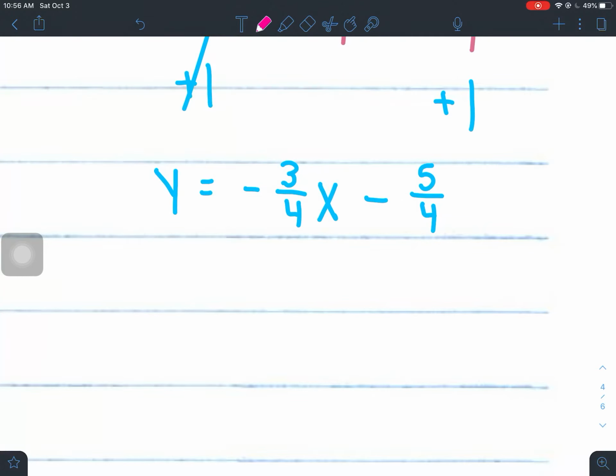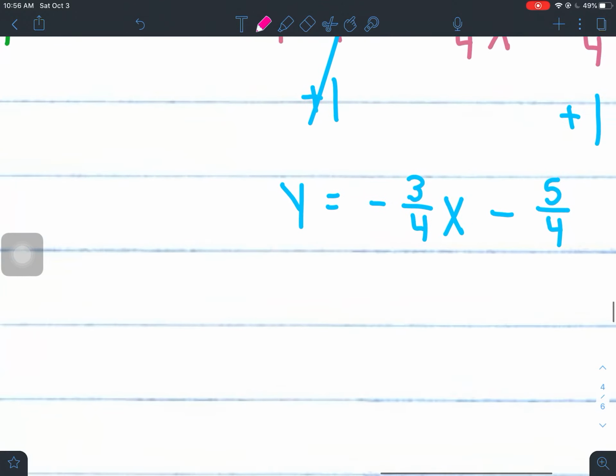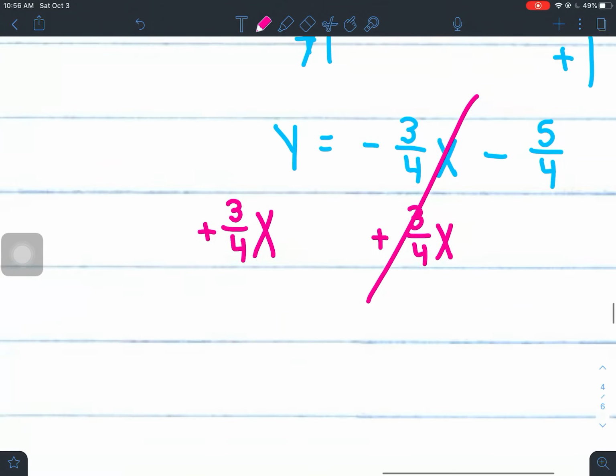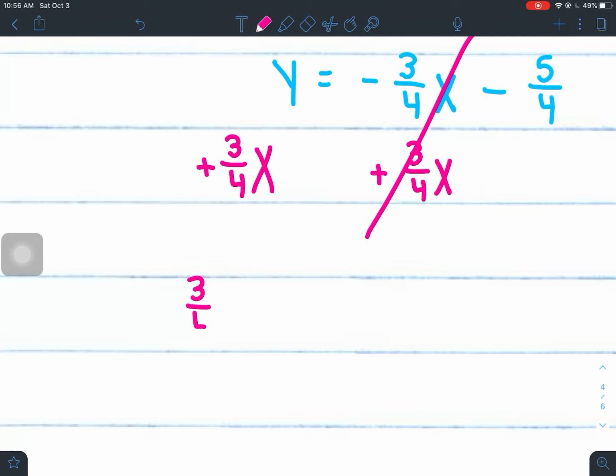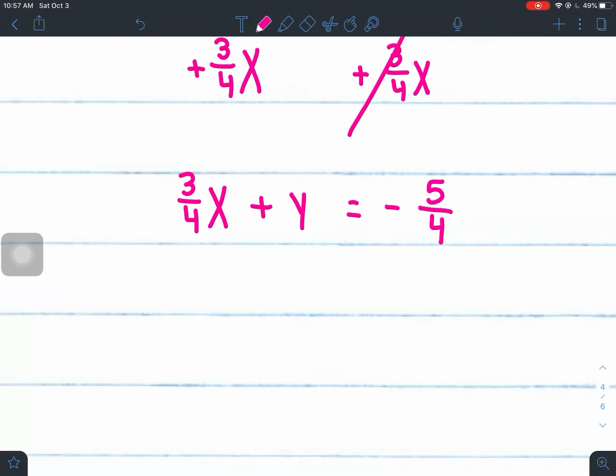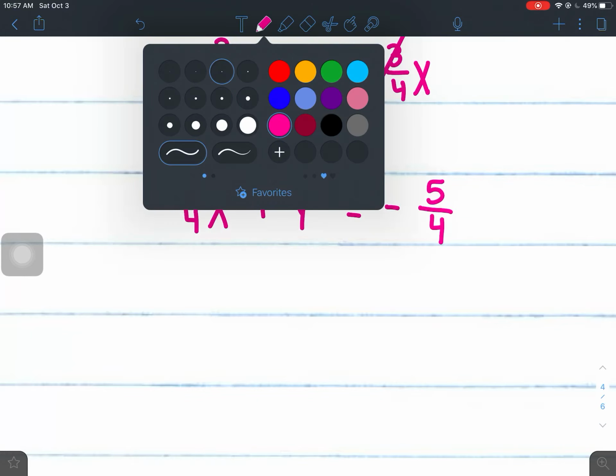So my next step would be to move the x to the left side because x and y have to be on the left. So the next thing I'm going to do is add 3/4 x to both sides. Make sure the x goes with it. Okay, now those 3/4 x are going to cancel. So I have positive 3/4 x. Now it's positive because I added. And is this y positive or negative? This y is positive, so you make sure you put a plus y here equals negative 5/4. Okay, now this is almost in standard form except there's something wrong with it.